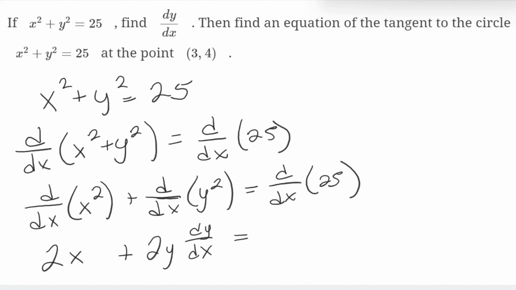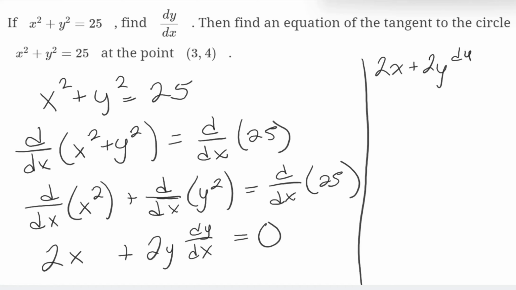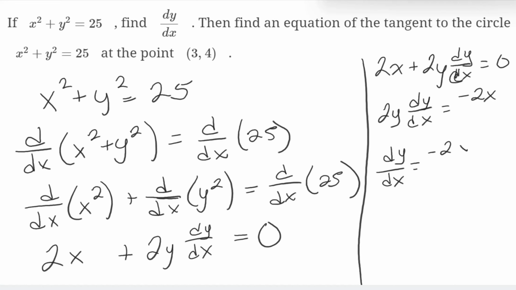And what's the derivative of 25? 0. All right, so I've got 2x plus 2y dy/dx equals 0. So I'm going to move over the 2x. So I have 2y dy/dx equals negative 2x. I'm going to divide by the 2y. So I get dy/dx equals negative 2x over 2y. So dy/dx is just negative x over y.